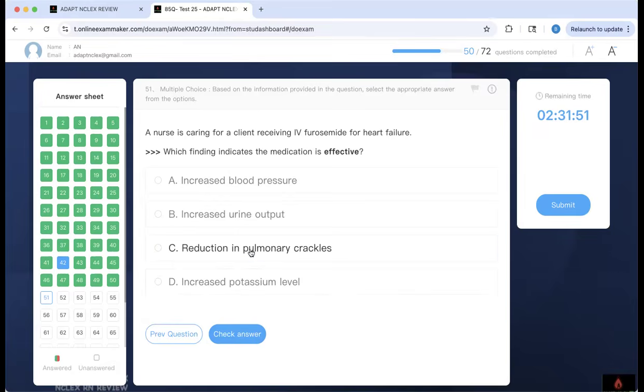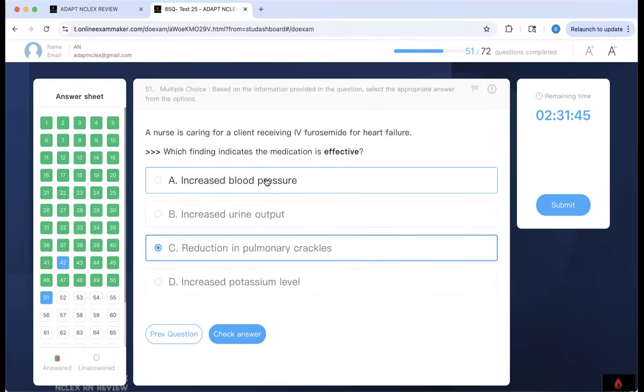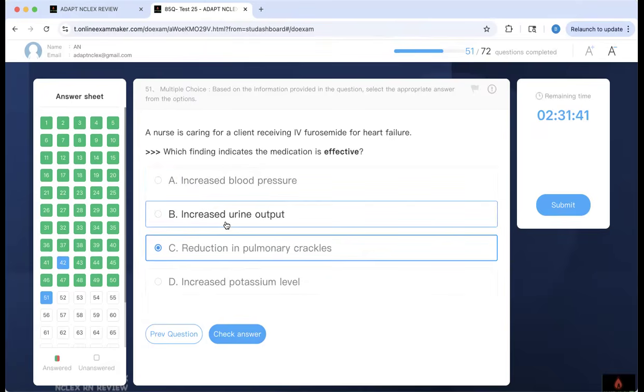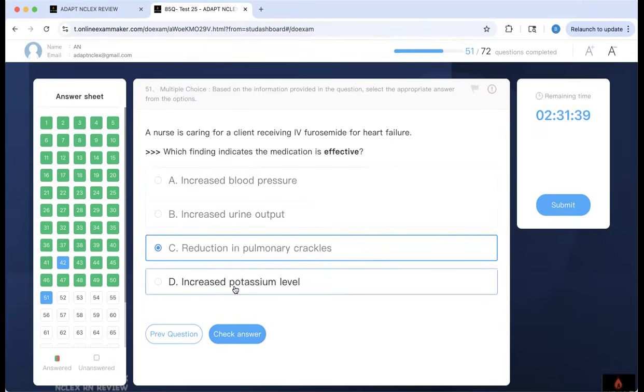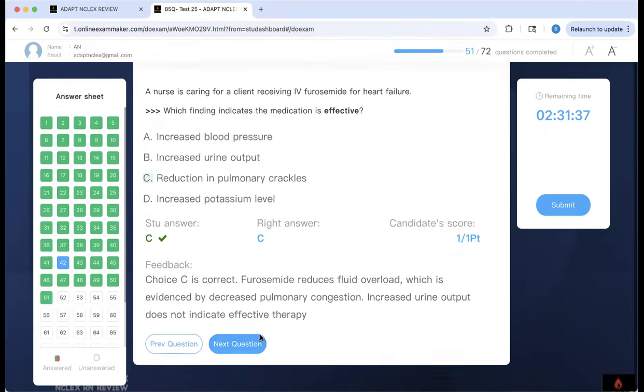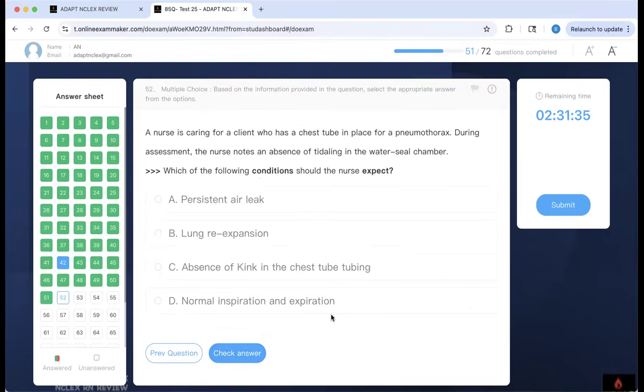But I can tell you what we worry about: reduction in crackles, because it's decreasing fluid in your lungs. It's not going to increase your blood pressure. It's going to decrease it. It may increase your urine output, but that does not answer the question. It does not increase your potassium. It decreases it.